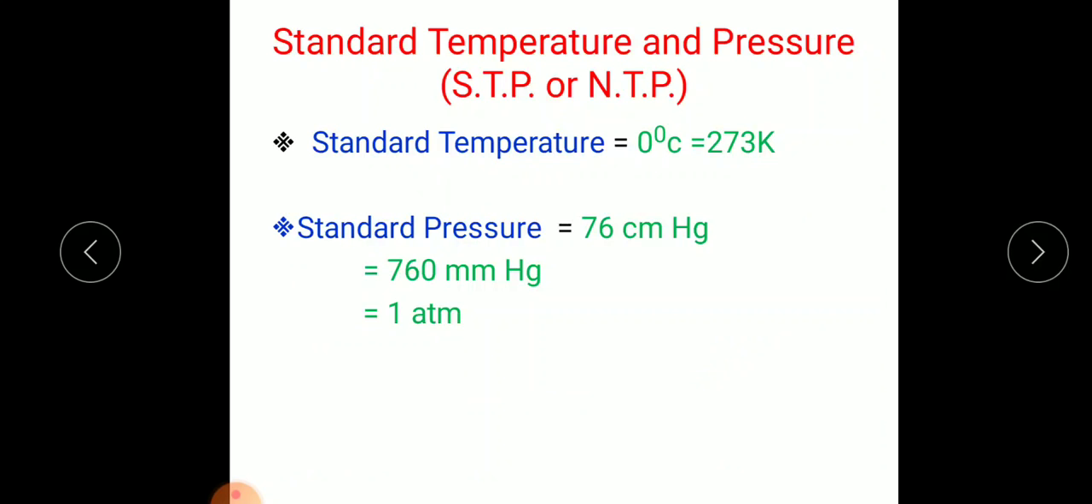Now there is a term called standard temperature and pressure. In short, we call it STP, or we also call it NTP, normal temperature and pressure. Now what is the standard temperature value? The standard temperature value is 0 degree Celsius, and in Kelvin it is 273 Kelvin. And standard pressure is 76 centimeter mercury, or 760 millimeter mercury, or 1 atmosphere. Remember these values of standard temperature and pressure, because while doing the numerical we'll be using them.